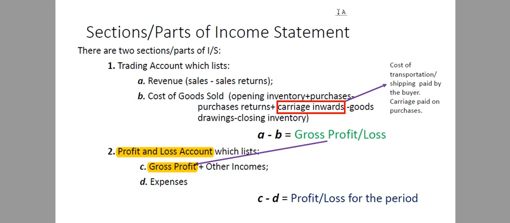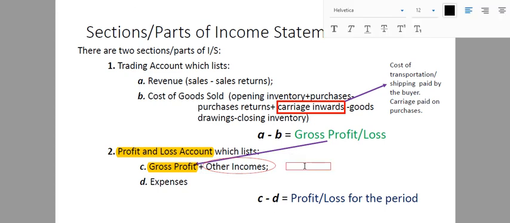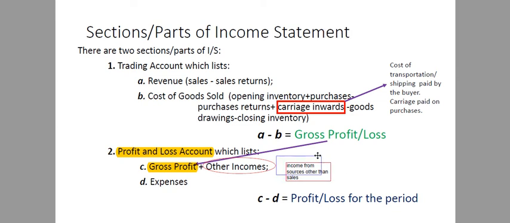We can circle the other incomes. So we'll circle the other incomes and we'll make a brief list on the side. This could include your income from sources other than sales. And those sources could be, we will see when we move on, they could be your discount received or the commission received or rent received, etc. In many questions, other incomes are not given, so you can just take the gross profit here.